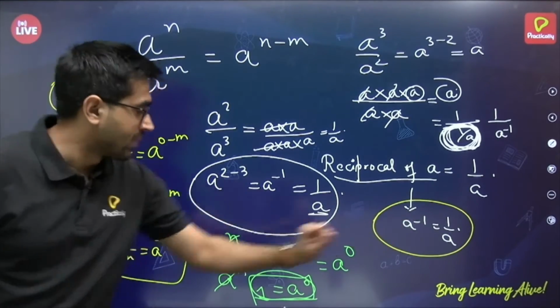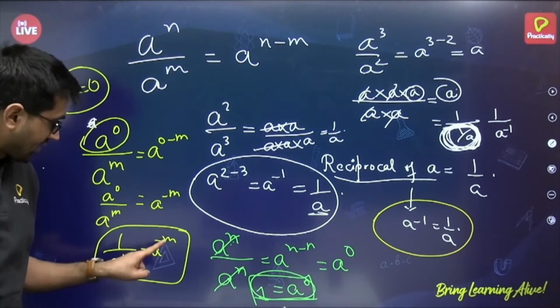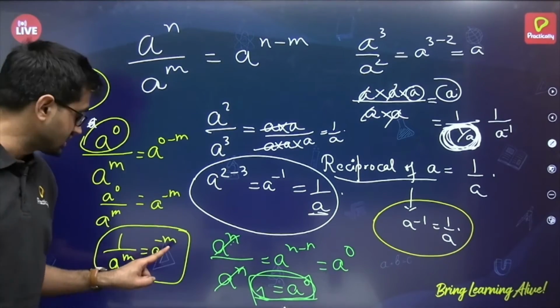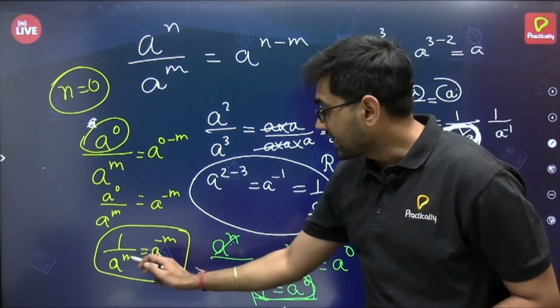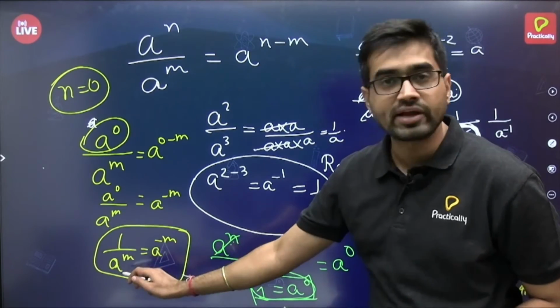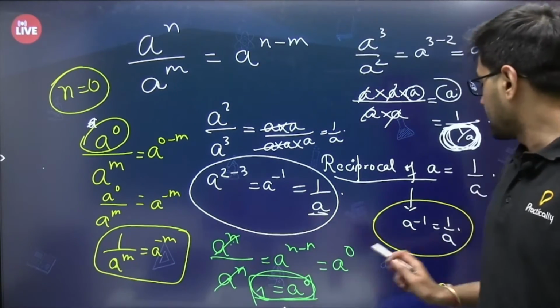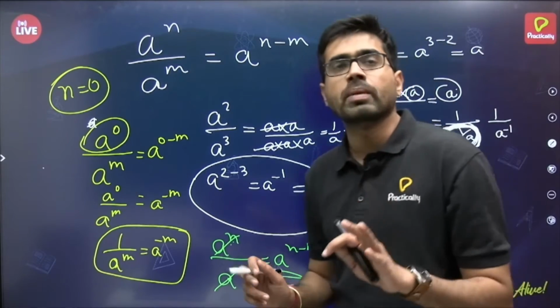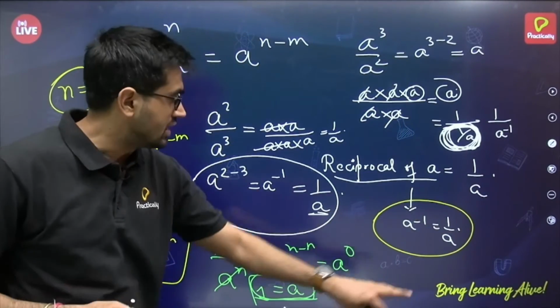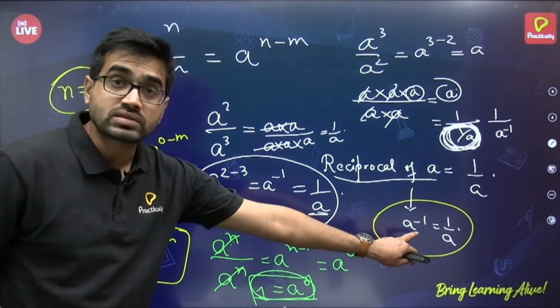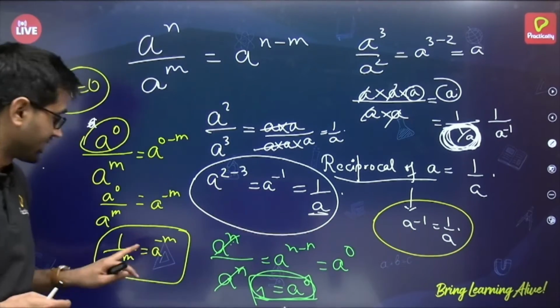Put m = 1. If you put m = 1, you get A to the power minus 1, which is 1 by A to the power 1, which is A. So A to the power minus 1 is 1 by A. I told you, just remember that reciprocal. Reciprocal of A is 1 by A. Everyone knows it. But I said I can write like this. I told you already, but I'm proving it now.